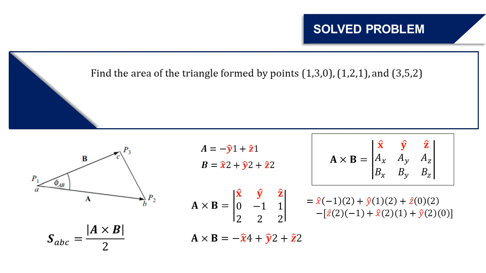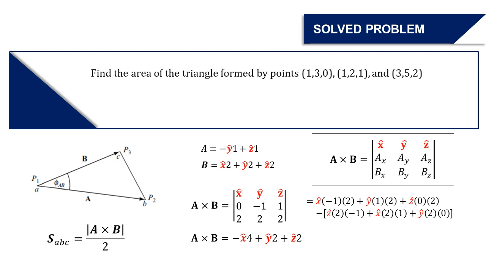Ang gagawin natin dyan na susunod is i-simplify natin para makakuha tayo ng vector cross product na vector. It would be equal to, sa x component kasi, we have negative 2 minus 2. Therefore, magiging negative 4. Sa y naman, we have positive 2 minus 0. Therefore, positive 2 na to. Sa z, we have 0 minus negative 2. That would be positive 2. So, yung ating cross product pala is, ito yung kanyang vector equation. Okay?